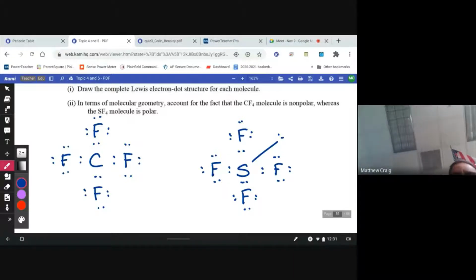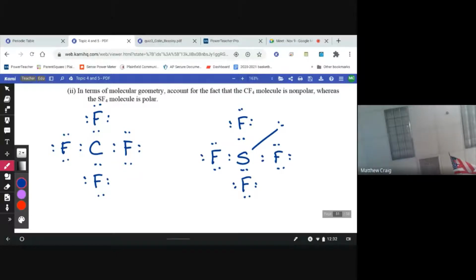In terms of molecular geometry, account for the fact that the CF4 molecule is nonpolar, whereas SF4 is polar. Oh, really? Do tell, Eric. That's what you're going to write? I guess we're not looking to earn points today. So, hold on. Carbon tetrafluoride is nonpolar because all the external atoms are the same and there are no lone pairs on the central atom.